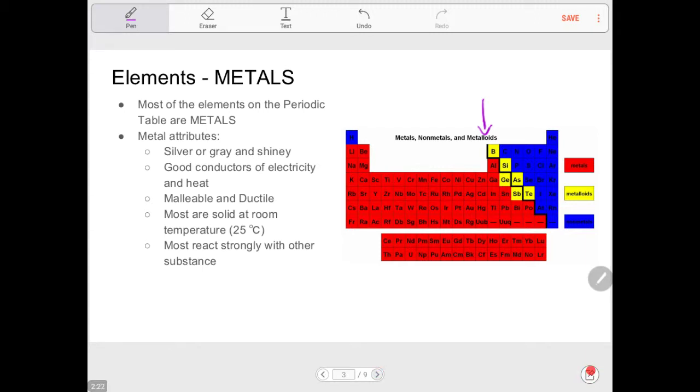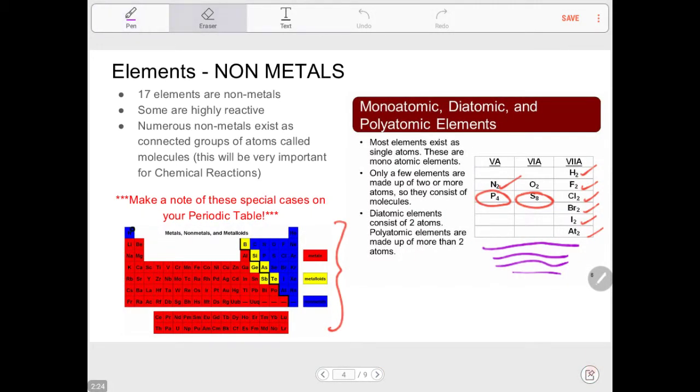If we move along, then we have non-metals. And what I want you to notice here is there are 17 elements that are non-metals. Some are highly reactive. What I want you to know here is a couple of things. First of all, where are they found? Well, give or take, towards the right. What you might notice is that there's a blue all the way to the left, and that's hydrogen. I want you to be aware of that. I'm not explaining why right now, but I will. But generally speaking, non-metals are found all the way to the right on your periodic table. Okay? Be aware of that.